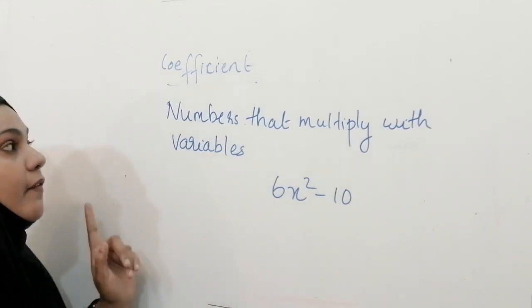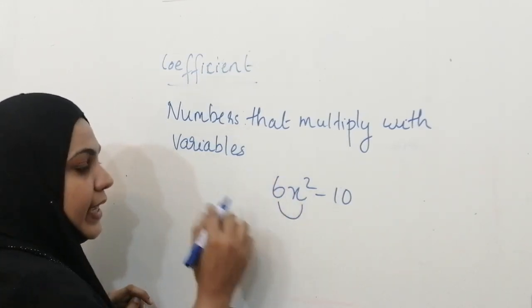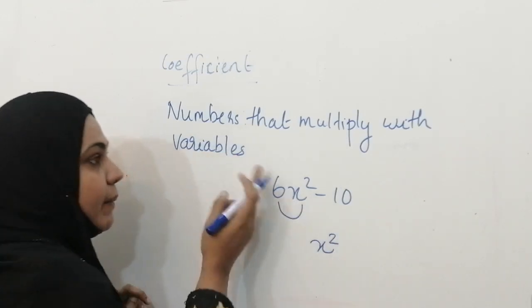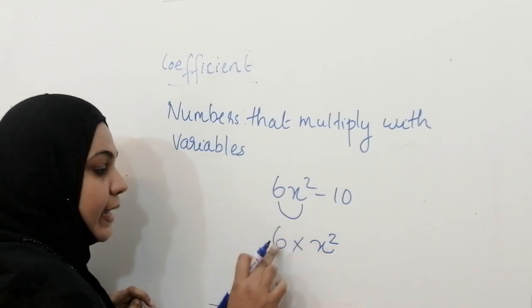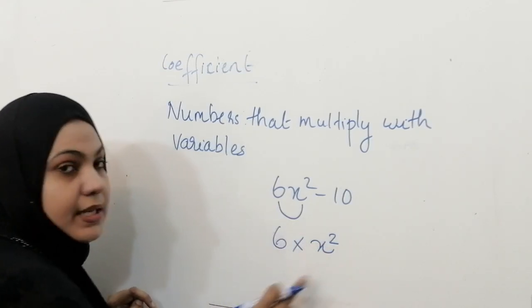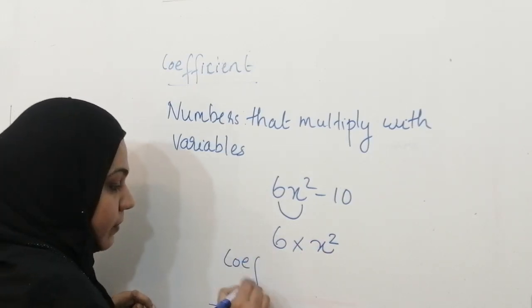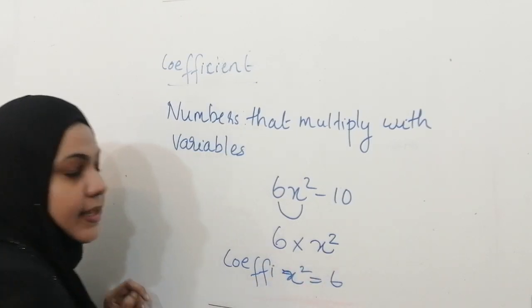Now we can see what is coefficient. Numbers that multiply with the variable. So here what is the variable? x square. So 6 into x square is 6x square. Numbers that multiply with the variable are called coefficients. So what is the coefficient of x square? Coefficient of x square is 6.